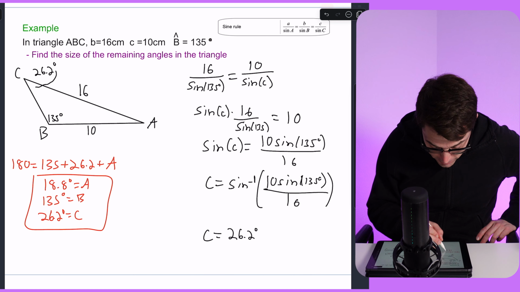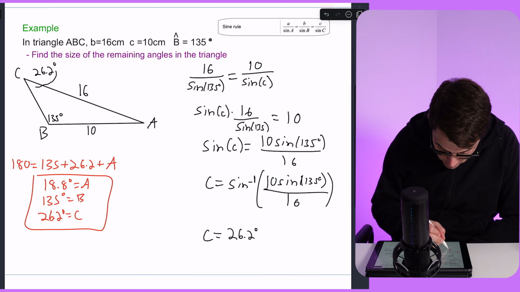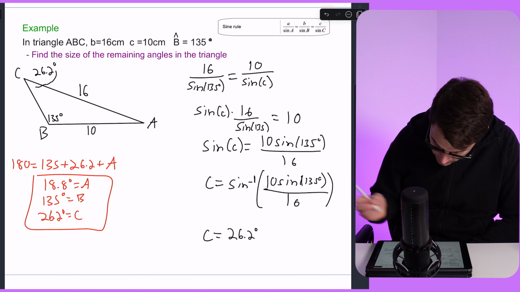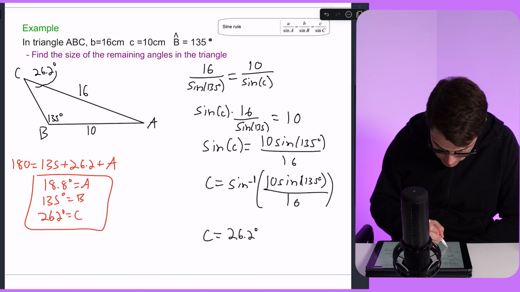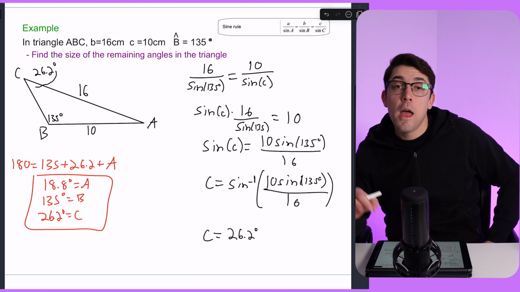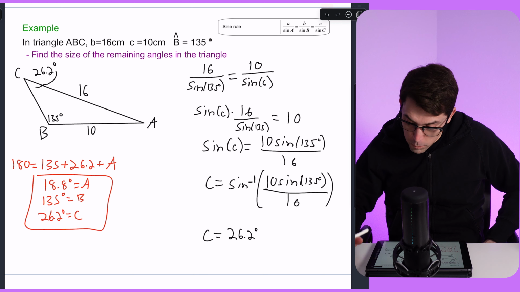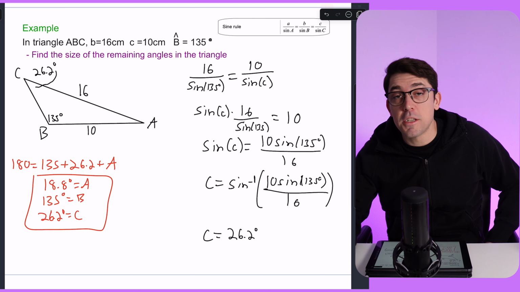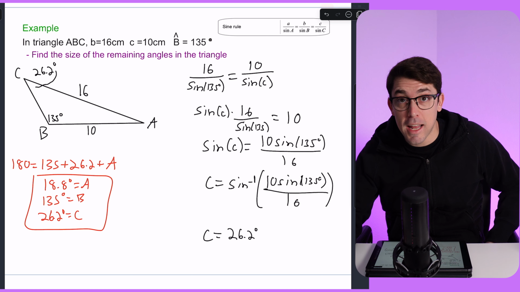So again, I can consolidate everything here. I have 18.8 degrees for A, I have 135 degrees for B, and then I have 26.2 degrees for C. That gives me all three of my interior angles on this triangle by using the sine rule and an old property that we learned a long time ago about interior angles adding up to 180.